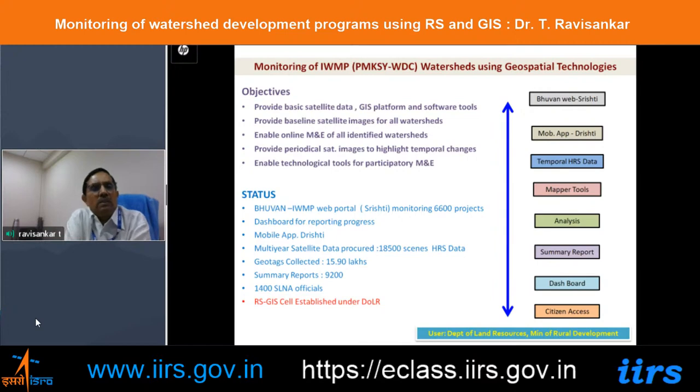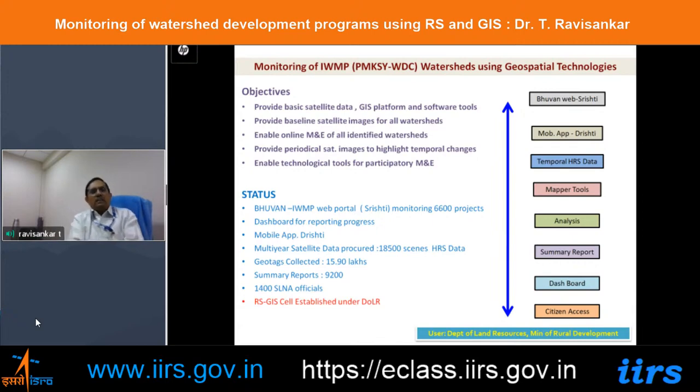The main objectives in the project are to provide basic satellite data, high resolution satellite data, and a GIS platform and software tools, and then provide continuous satellite images for the monitoring periods, and enable online monitoring and evaluation of all identified watersheds, provide periodical satellite images to highlight temporal changes, and enable technological tools for participatory monitoring and evaluation.